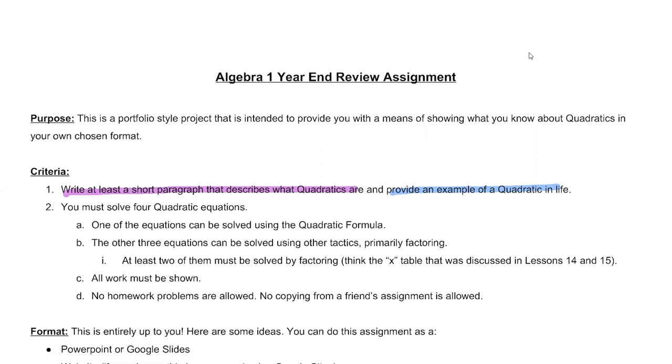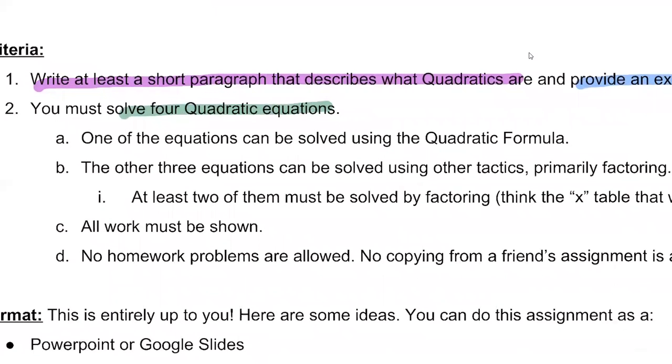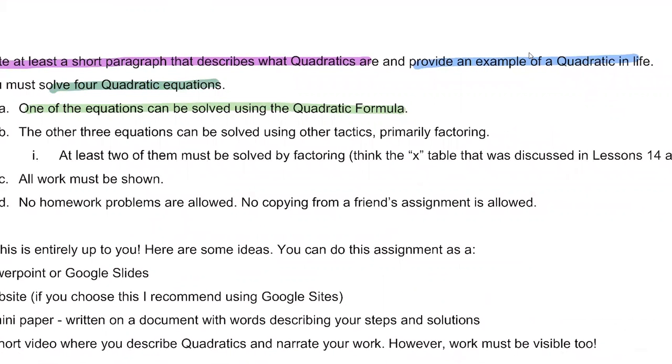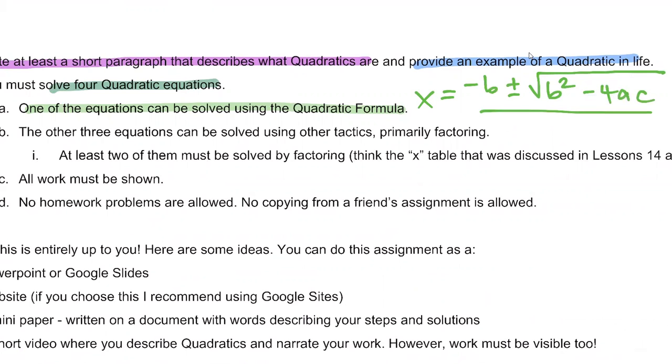Anyways, next, and this is probably the biggest one that you're going to be focusing most of your time on, you need to solve four quadratic equations. Here's the breakdown, y'all. One of the equations can be solved, what we talked about today, using the quadratic formula, keeping in mind that the quadratic formula is x equals negative b plus or minus the square root of b squared minus 4 times a times c, all of which is in the numerator, aka over the denominator of 2a.